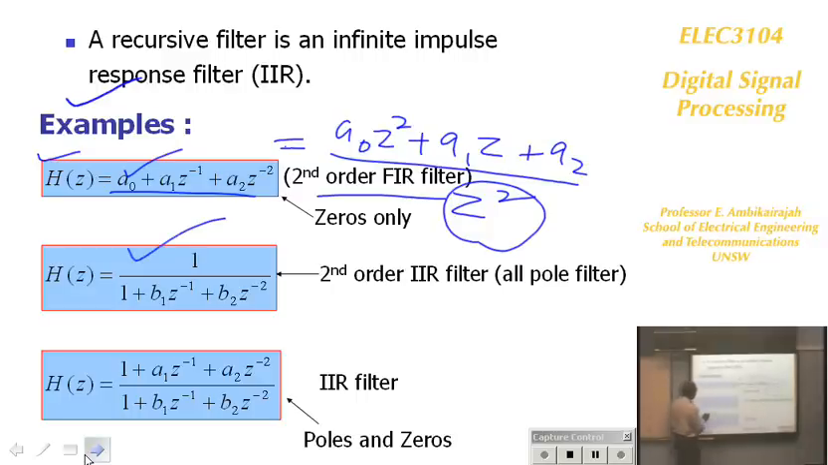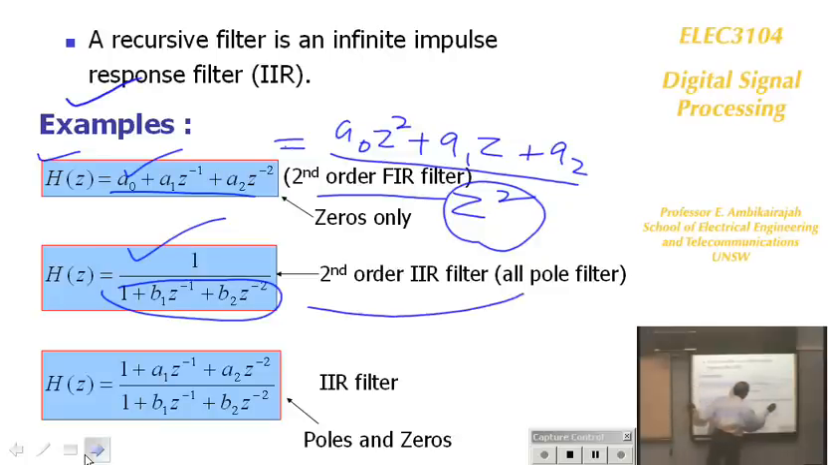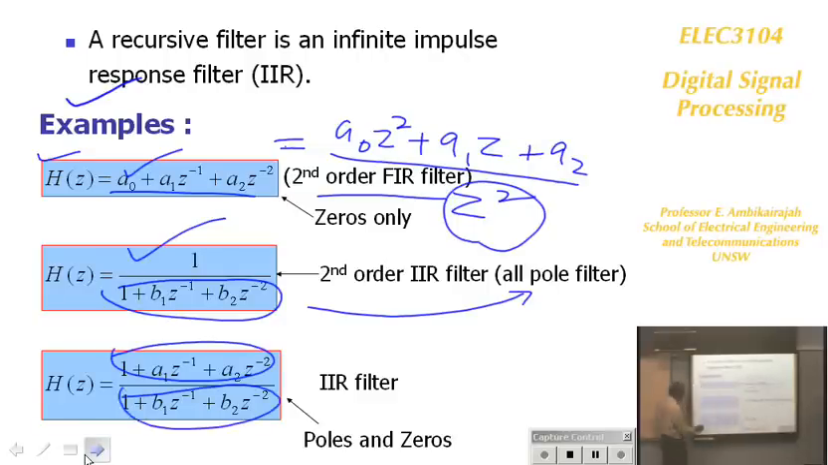This is an IIR filter, but this has got only poles. Certainly there are zeros at the origin, but leaving that out, it's an all pole filter. So this is called an all pole filter. In this case, we have zeros as well as poles. So this is an IIR filter because you've got feedback. This is also an IIR filter, you've got feedback. This is only feed forward, that's an FIR filter. These are some examples of IIR and FIR filters, and you need to know by looking at them what type of filters they are.